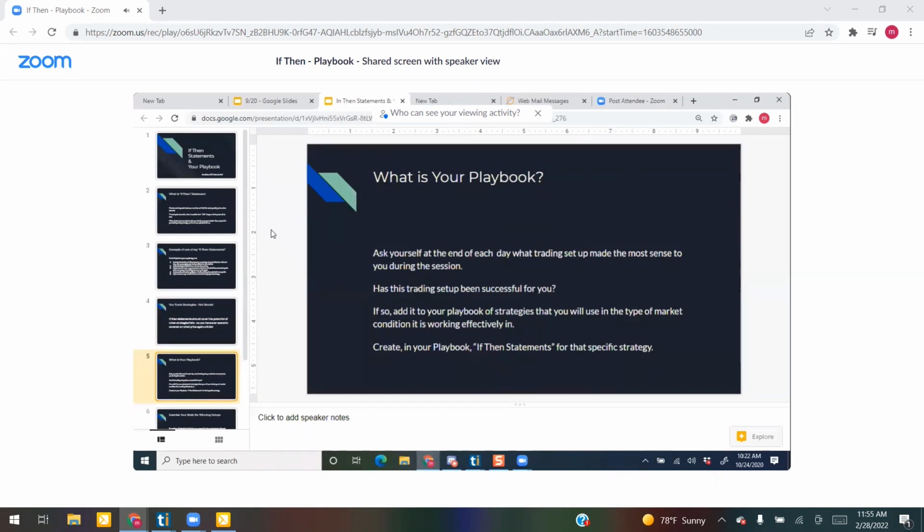But how do you create this playbook? Creating this playbook is just not taking Steve's strategies or someone else's strategies or Ray's strategies and then just putting it on paper as your own. No, every trader is different. You can use the concepts of the strategies we use to form your own playbook, okay?